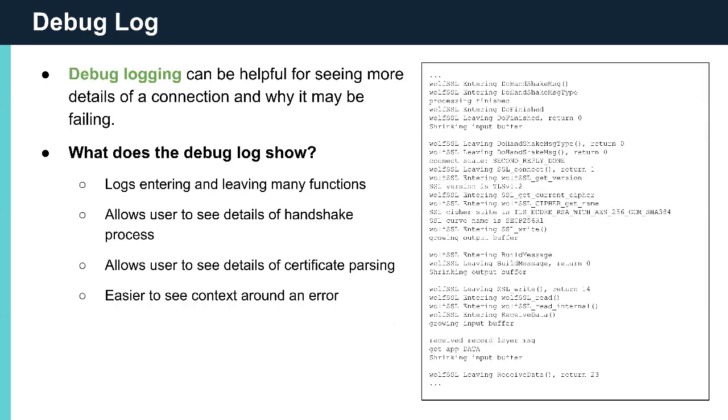So what does the log show you when you do enable debug logging? It shows you a bunch of things. It shows you when wolfSSL is entering and leaving functions. It shows you details of the handshake process. It really gives you more context around the error that's happening. You also see some details there about certificate parsing, and if you run into an error when wolfSSL is trying to parse a certificate, you might see some additional error messages coming out in the log.